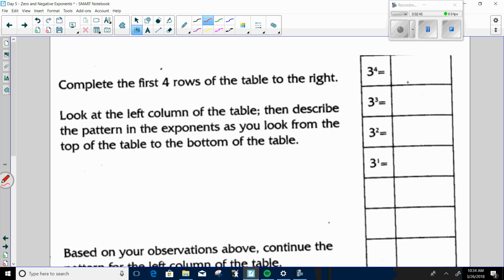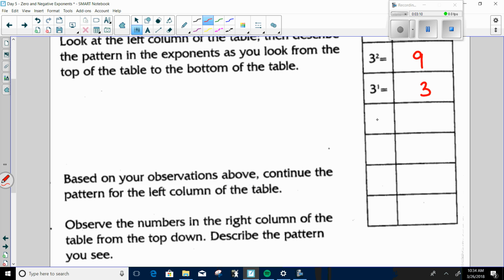Same process. 3 to the fourth is 3 times 3 times 3 times 3, which is going to be 81. Again, the calculator will do that for you. 3 to the third, 27. 3 to the second is 9. 3 to the first is 3. Dividing by 3 each time will get you the next number. 81 divided by 3 is 27. 27 divided by 3 is 9. 9 divided by 3 is 3.